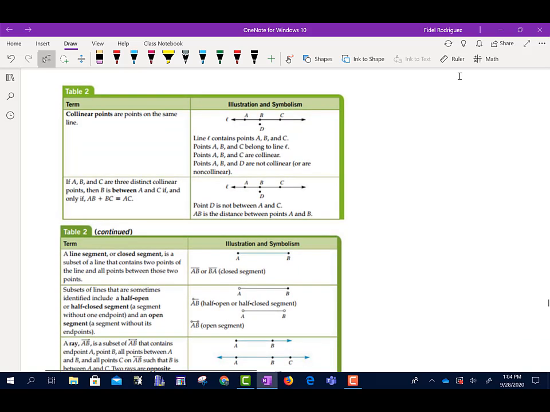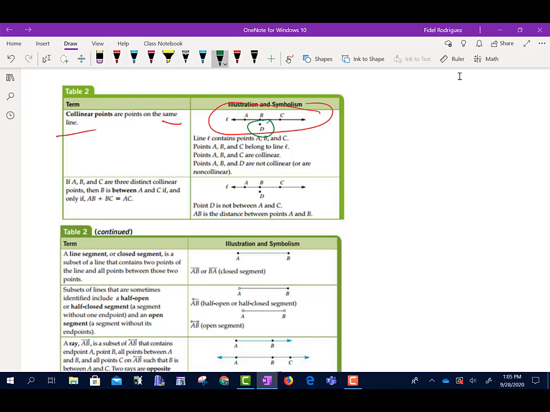All right, let's see. What else do we have here? We have something called collinear points. Collinear points, guys, mean that they are on the same line. Okay. So line L corresponds to the points A, B, C. Okay. Points A, B, C belong to the line L. You can see they're all in the same line, all right? A, B, C are collinear. Points A, B, and D are not collinear or non-collinear. And you might say, why is D non-collinear? Look where D is. D is below that line, okay?